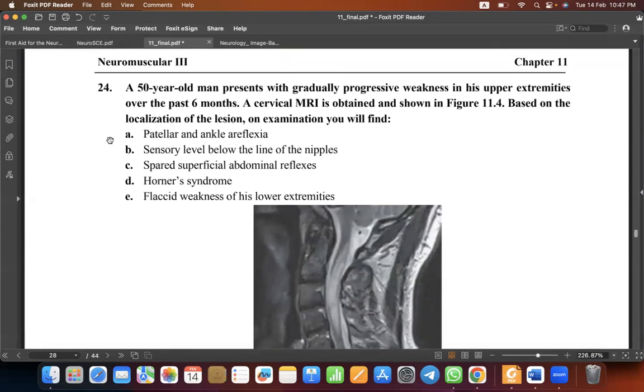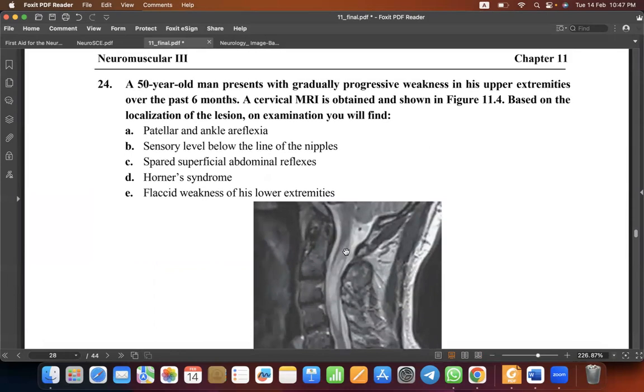Now, next question. A 50-year-old man presents with gradually progressive weakness in the upper extremity. The cervical MRI is obtained and shown in figure 11.4. Based on the localization of the lesion, what will you find here? As we can see, there is a 50-year-old man with progressive weakness in the upper extremity for about the last 6 months. The MRI shows there are some issues there. As we can see, there are some signal changes ongoing.